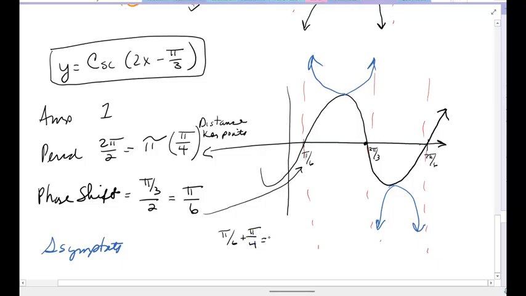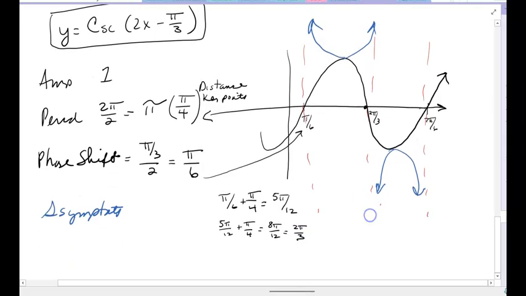Well, if I take pi over 6 and add a quarter pi, what is that? 2 pi over 12 is 5 pi over 12. Okay, so my next key point is 5 pi over 12. Then I take 5 pi over 12 and add a quarter pi. So that's 3 pi over 12. That's 8 pi over 12. 8 pi over 12 reduces to 2 pi over 3.